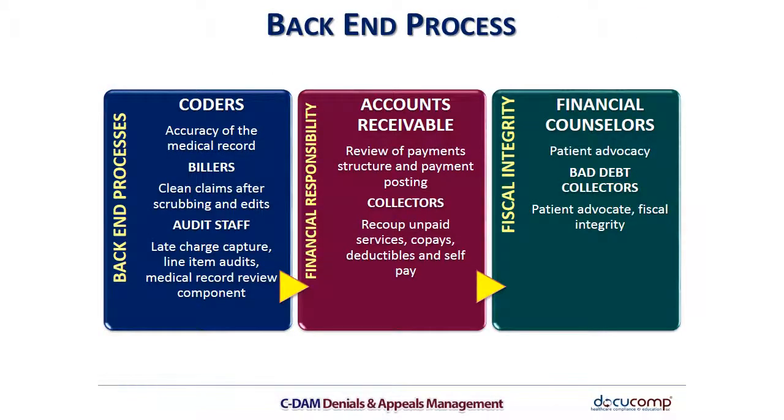Other pieces of the back-end process involve coders, accounts receivable, and financial counselors. The coders, of course, ensure the accuracy of the medical records so that the billers can submit a clean claim. In the event this does not occur, audit staff is available to identify the reason behind the problems associated with the submission of the bills. Accounts receivable then comes in to help ensure financial responsibility by reviewing the payments, the structure of those payments, and any posting errors that may occur.